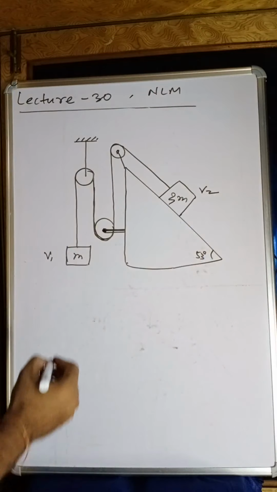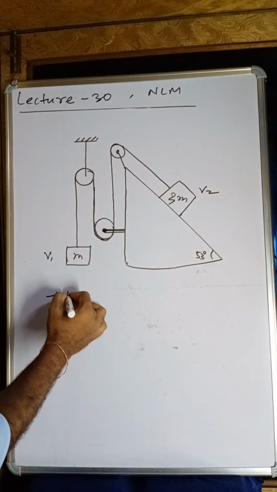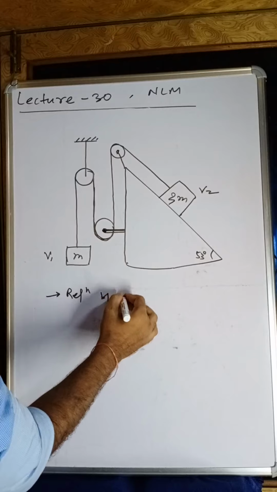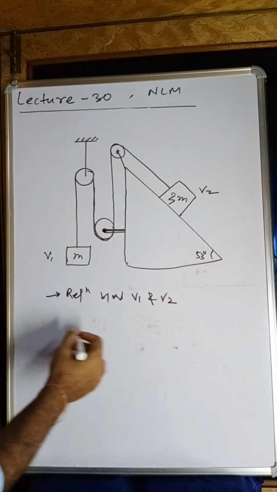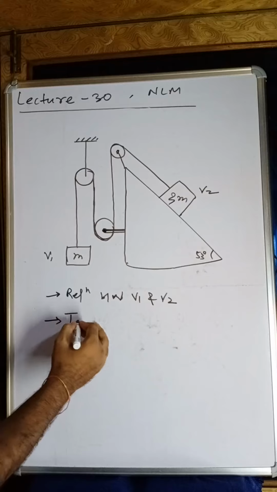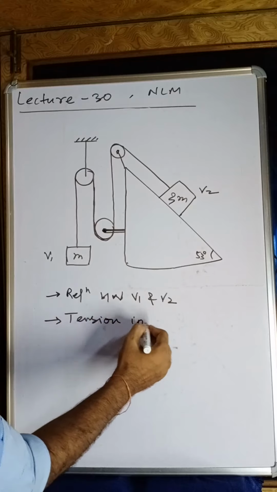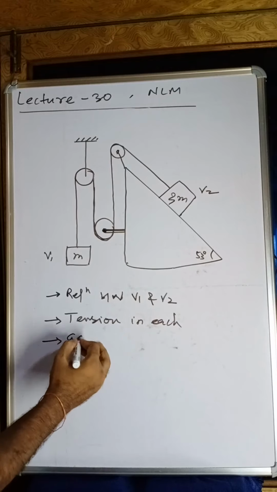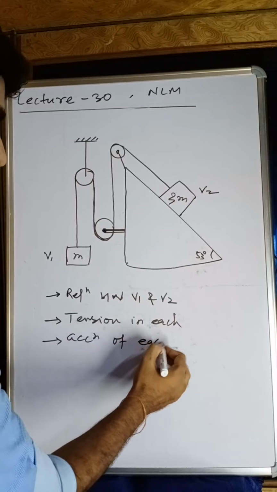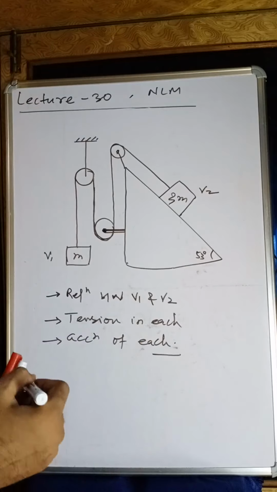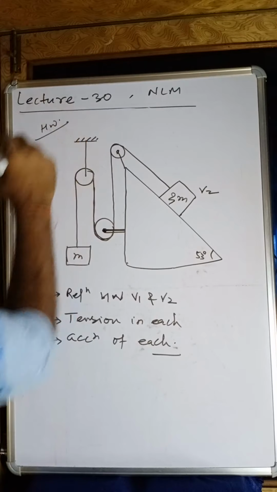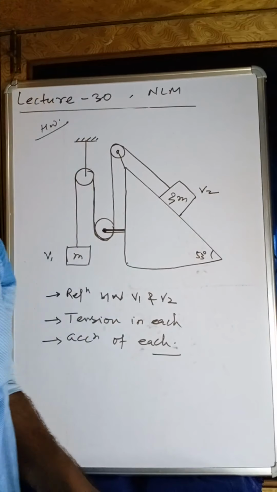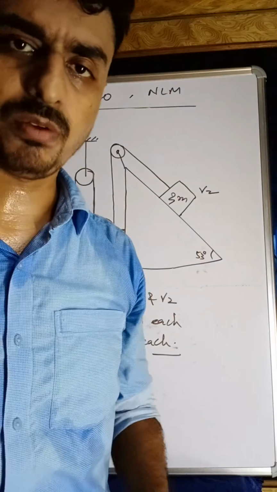And also you have to find, what you have to find here: the first, the relation between V1 and V2. The second, you have to find the tension in each. And the third, you have to find the acceleration of each. Okay, this is your homework. My dear students, so we have finished the second part of the constraint body problem.